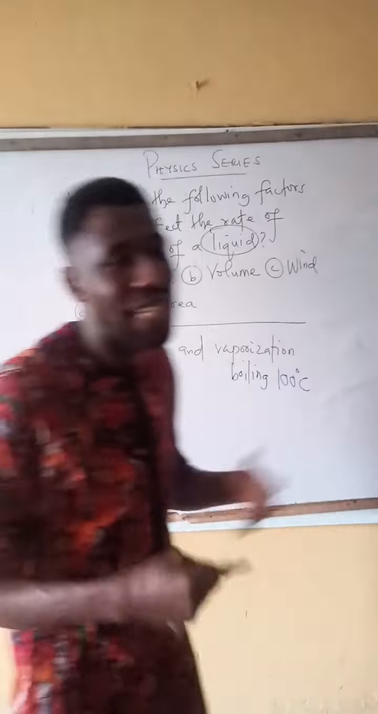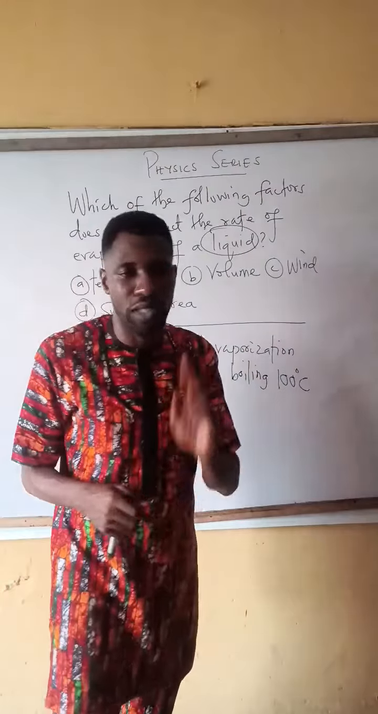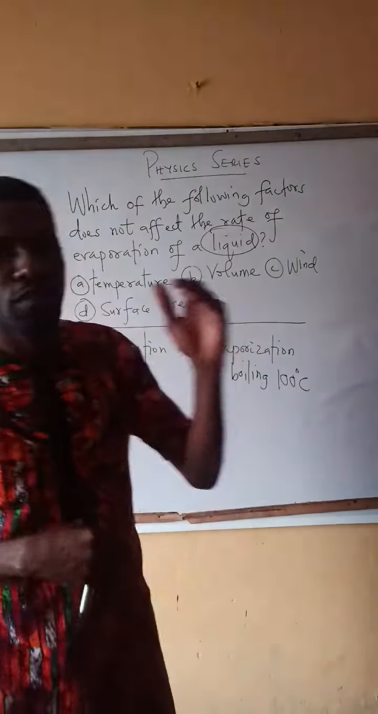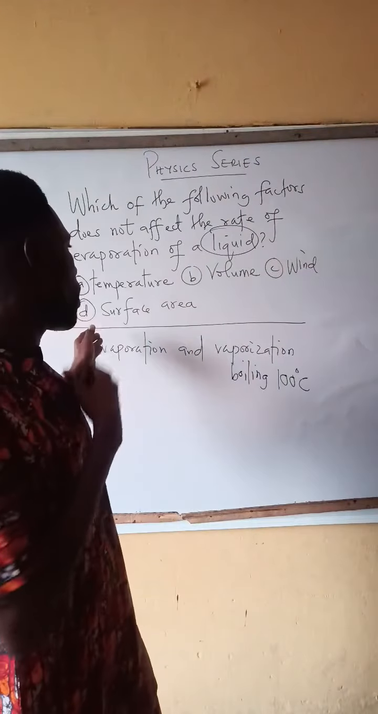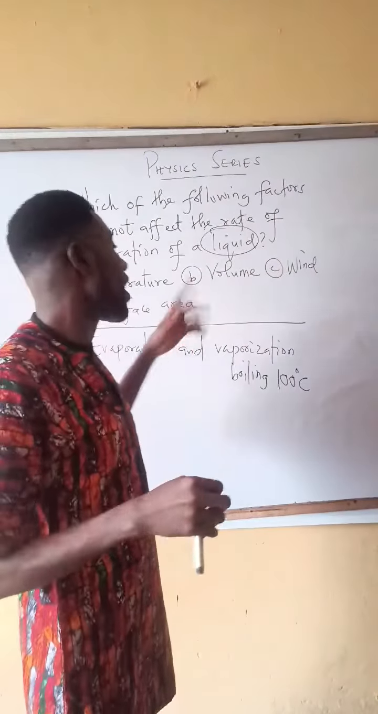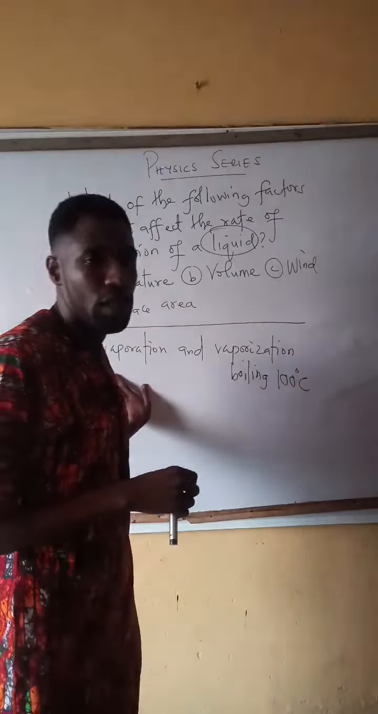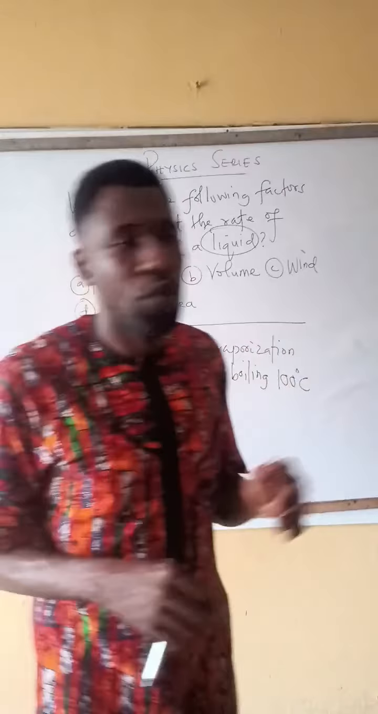Surface area, yes. The larger the surface area, the faster evaporation takes place. Take note, the larger the surface area, the faster evaporation takes place. Okay, now, and that is one difference. Another difference between evaporation and vaporization is that evaporation is being assisted by wind. Vaporization is not assisted by wind.